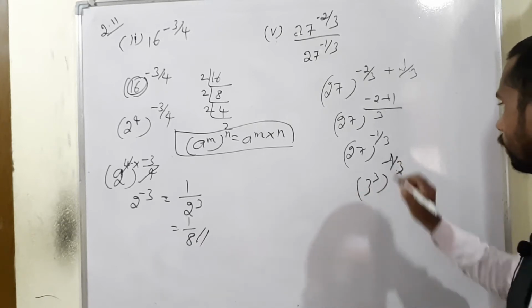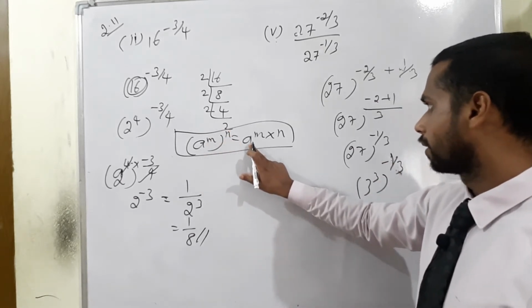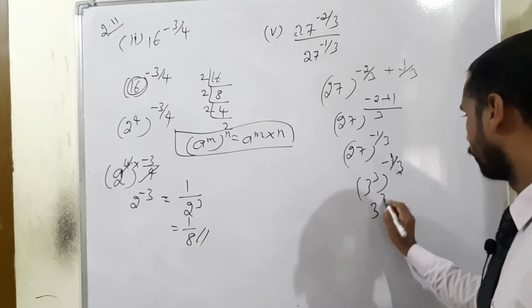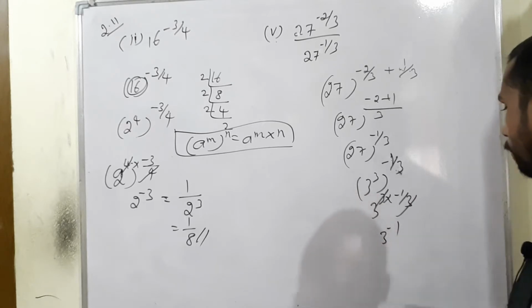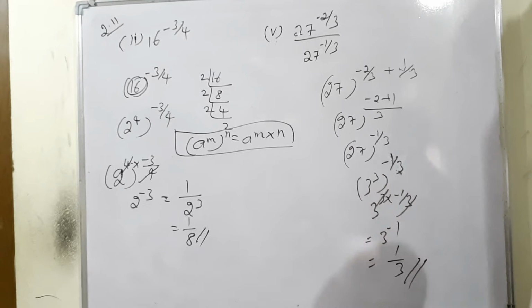Now look at this, the same formula, a to the power m, the whole power n means a to the power m into n. Again, 3 to the power 3 into minus 1 by 3 means the 3 cancels, value 3 power minus 1. Therefore, the answer will be 1 by 3. Okay, so I will continue the next question.